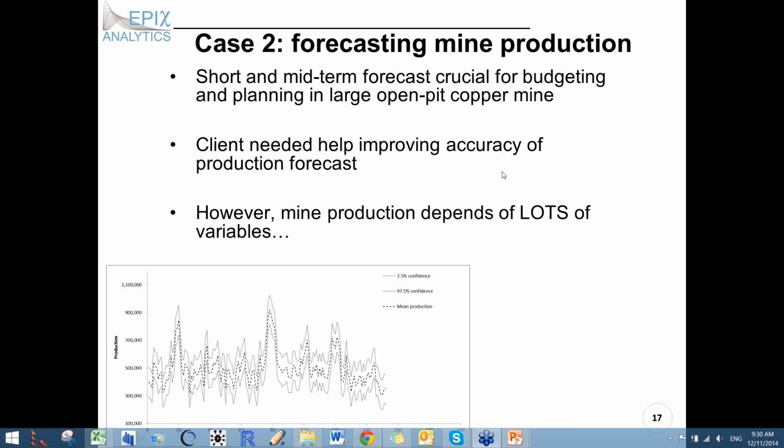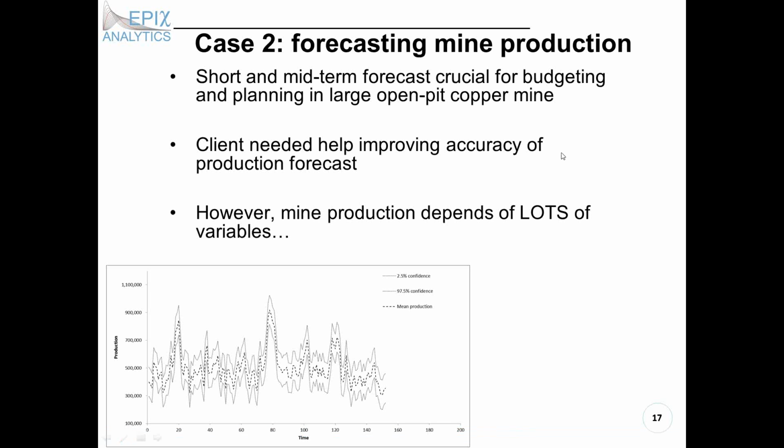But the problem was that the production of a mine, of course, depends on lots of variables. So they were having a hard time trying to figure out which variables were key here. This is just an example, by the way, of a forecast over time of production. These numbers are not real, just to maintain confidentiality for this client.